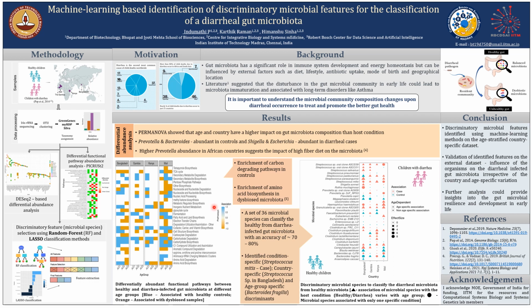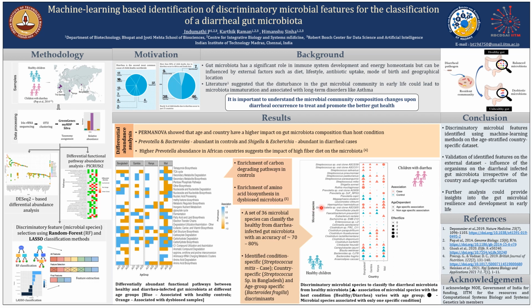For instance, Prevotella and Bacteroides were abundant in healthy controls, and Shigella and Escherichia were associated with the diarrheal cases. It also showed the effect of diet on gut microbiota, with a higher Prevotella abundance in African countries. Then the functional pathways involved in carbohydrate degradation and fermentation were found to be enriched in controls, and this is in line with the results obtained from the differential abundance analysis. Whereas enrichment of amino acid biosynthesis was observed in diarrheal conditions, as in other dysbiotic states.